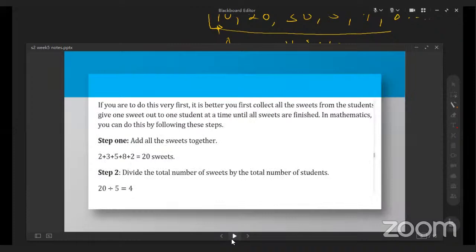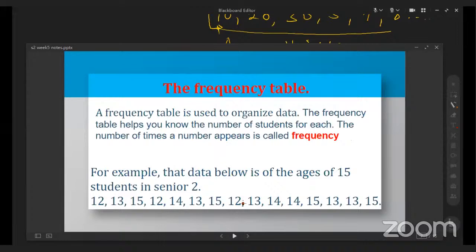Now, at this level, I think in senior one, we introduce what you call the frequency table. And unless someone has a question about the definition of the mean that I've explained, you can put up your hand and speak to us if you have any question about the mean that I've explained. Okay, I think it's okay.